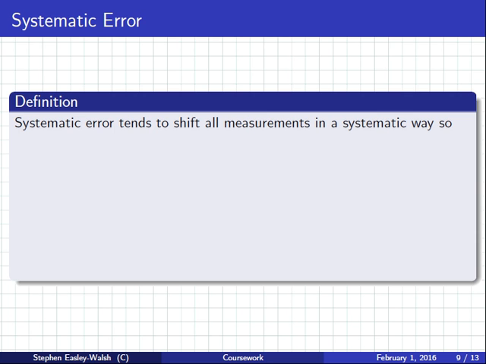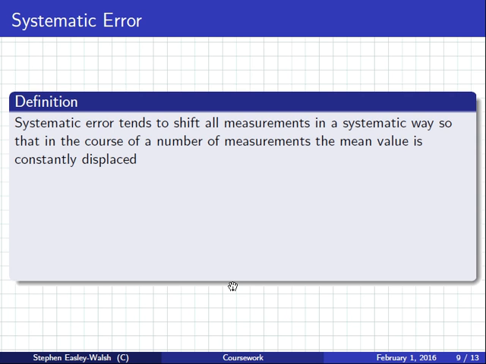Systematic errors usually make all the measurements off by the same amount. So, for example, if you have a meter stick, but the bottom first centimeter is missing, then all your lengths will be off by 1 centimeter. So this is a systematic error. The value is constantly displaced. That's what I'm trying to say, that everything is off by the same amount. And it's usually, like you said, because of the equipment. So it's quite predictable error.